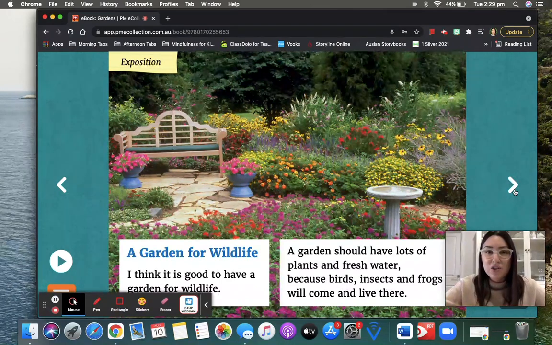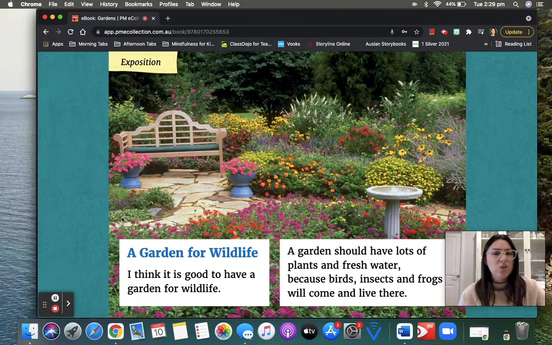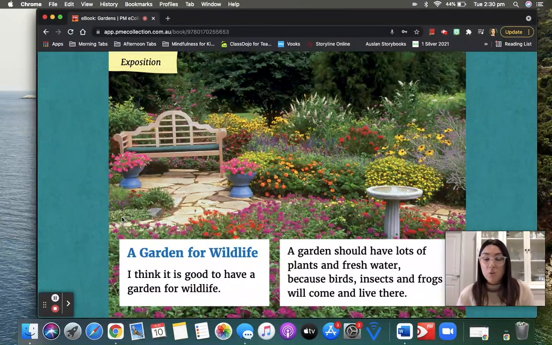This is our exposition. Now, an exposition is different. It's not a story. It's trying to convince me of something. So it's going to sound a little bit different. A garden for wildlife. I think it is good to have a garden for wildlife. Our garden should have lots of plants and fresh water because birds, insects, and frogs will come and live there.